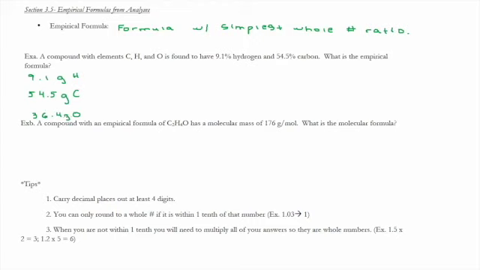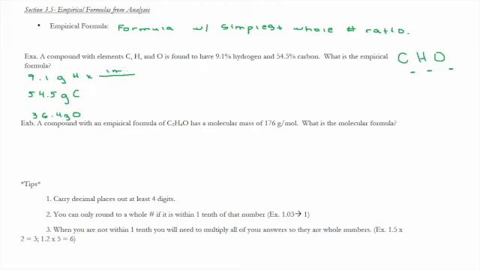And so now what we need to do, because remember, to write the empirical formula, you need C, H, O, and you need subscripts here. That's what I'm trying to determine. And these represent the number of moles. So I've got to take this value and convert it into moles.